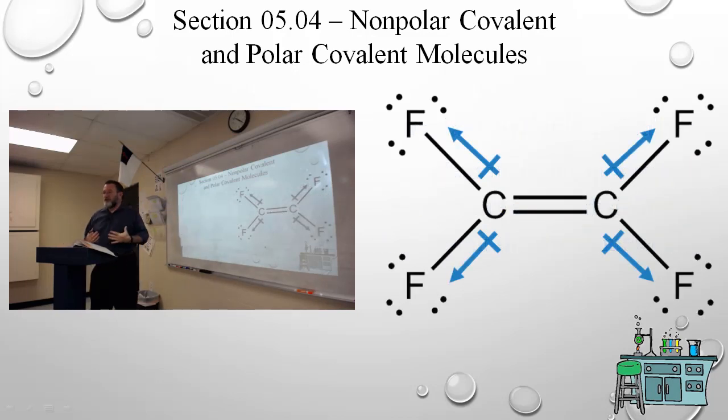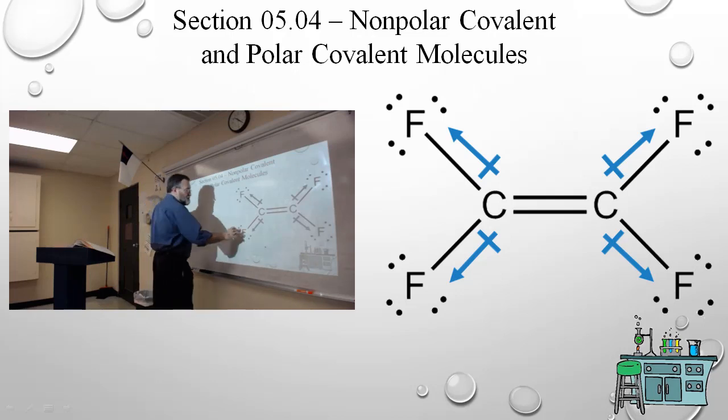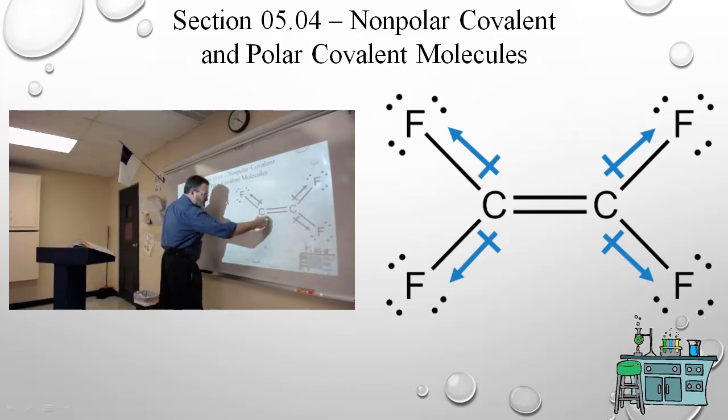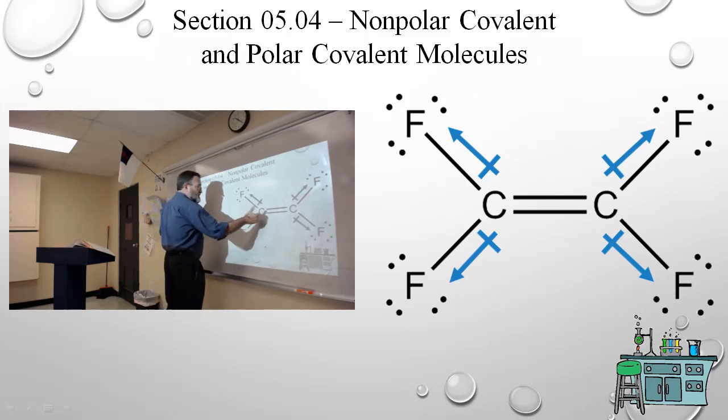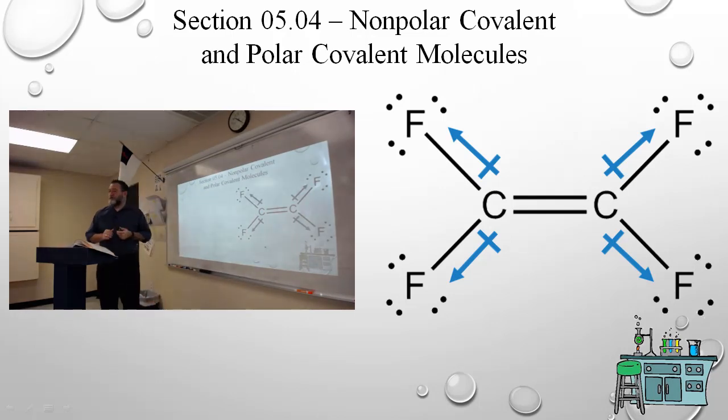We looked at this yesterday. And yesterday we were looking at it in terms of the bonds. And so yesterday is when we came up with saying, okay, fluorine has a greater electronegativity than carbon, therefore the electrons tend to be towards the fluorine, which sets up a partial negative on the fluorine and a partial positive on the carbon, right? So we have 4 polar covalent bonds. And we ask the question, is the molecule itself as a whole polar or nonpolar?